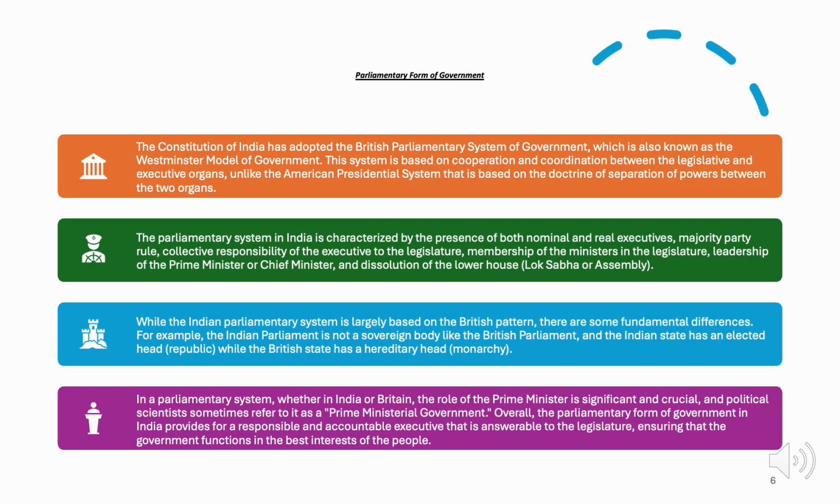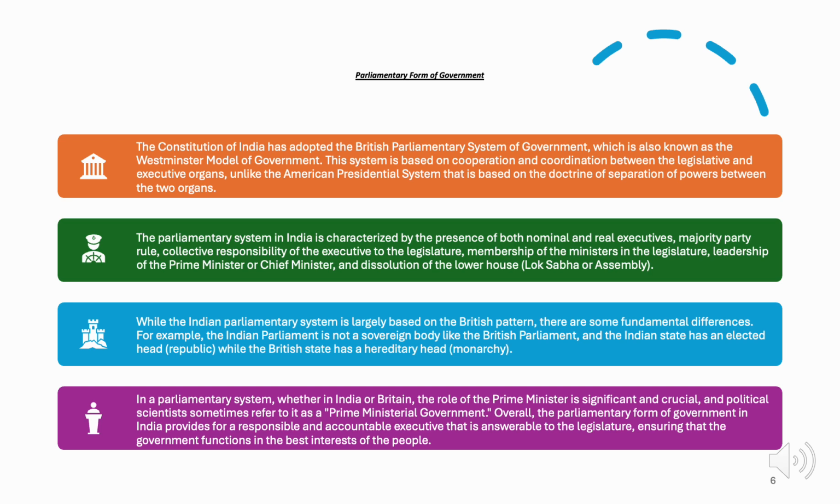Parliamentary form of government. The Constitution of India has adopted the British parliamentary system of government, which is also known as the Westminster model of government. This system is based on cooperation and coordination between the legislative and executive organs, unlike the American presidential system that is based on the doctrine of separation of powers between the two organs.